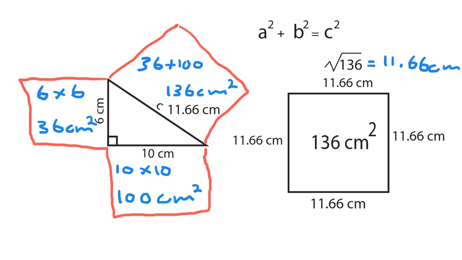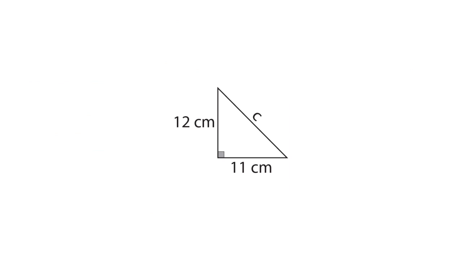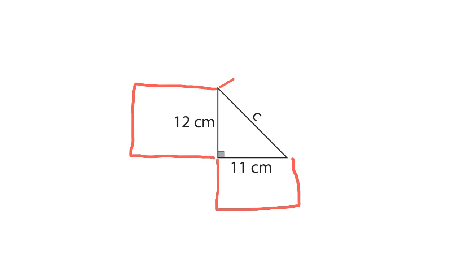11.66 centimeters. At this point, I'd like you to pause the tutorial and try to find the length of side C and then compare your answer with mine. I'm going to begin by drawing a square off of each side like I have shown you before. So I'm going to draw a square off of side B and side A and side C. And once I've done that, I can then try to find the area of each square.